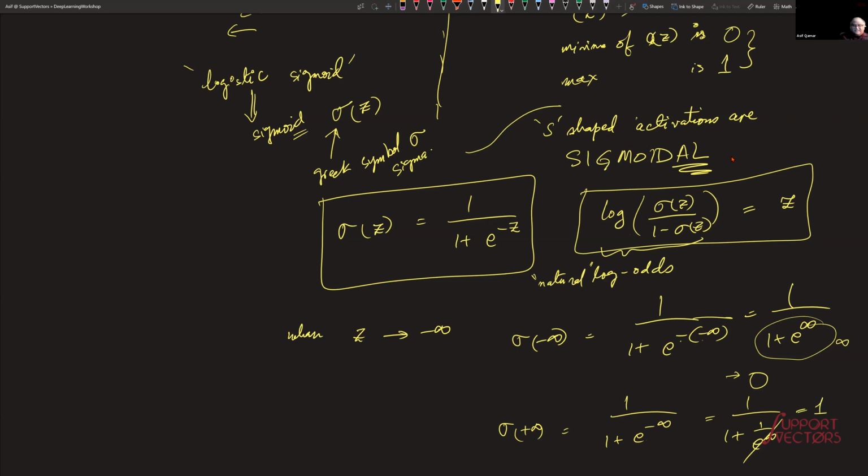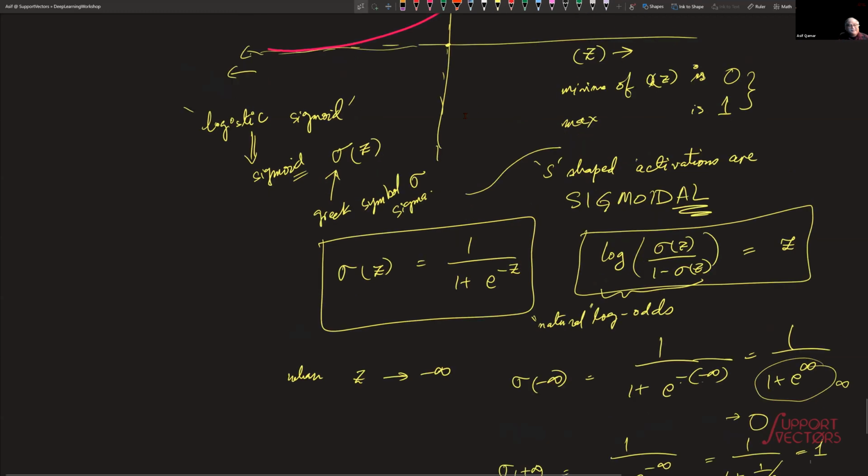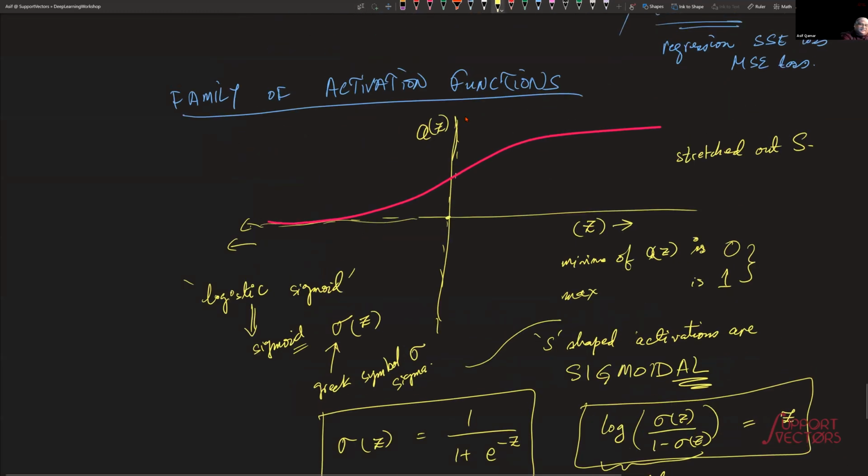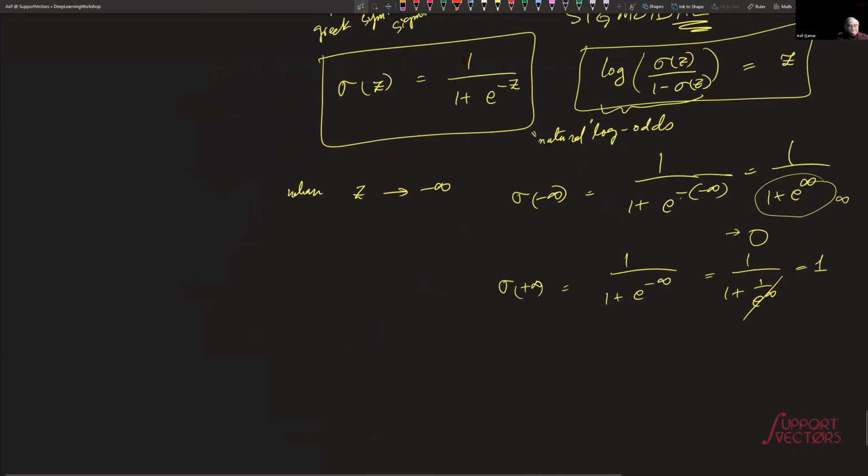So you realize that this function has two saturation points. These are called the lower asymptote and the upper asymptote. The term asymptote comes from calculus, but if it helps you, just think of it as saturation points. Asymptotes are saturation points.